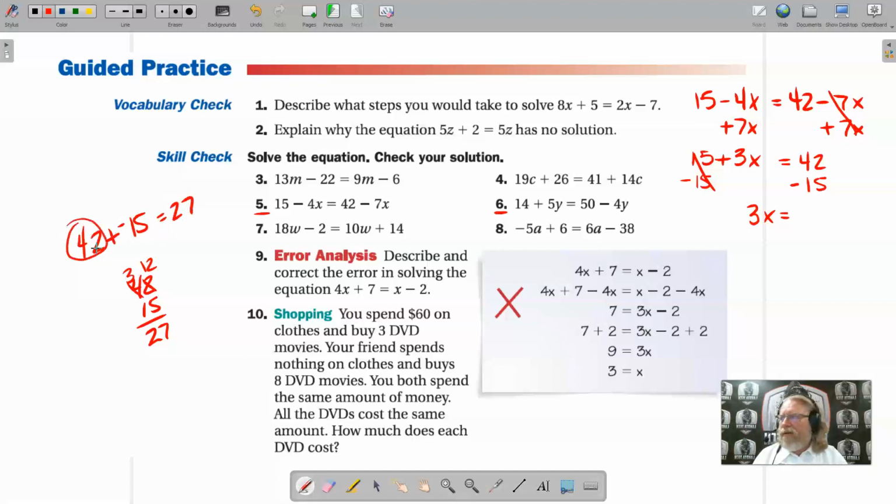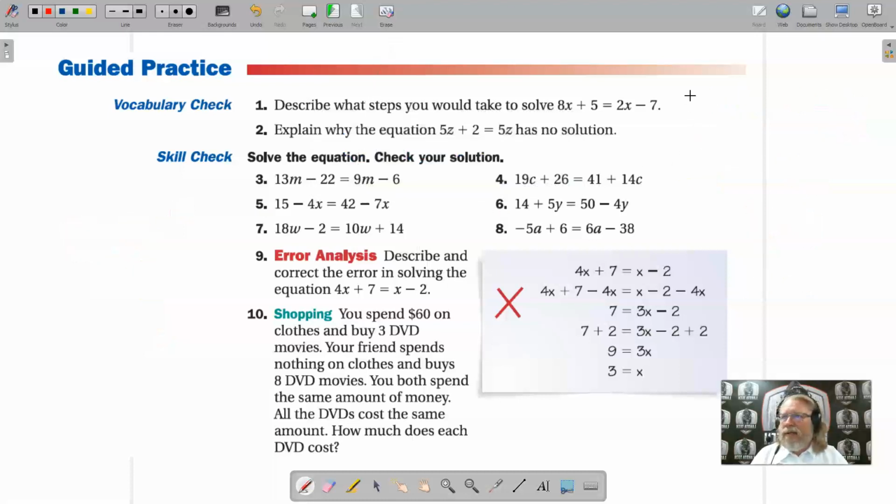The 42 has a greater absolute value than the negative 15, so the 42 is positive, and our answer is going to be positive. So we end up with 27. Now divide both sides by 3. What we do to one side, we do to the other. Cancel the 3. We end up with x equals, positive divided by positive is positive, so we know the answer is going to be positive. And 27 divided by 3 is 9. So x equals 9. Next, we'll look at number 6.